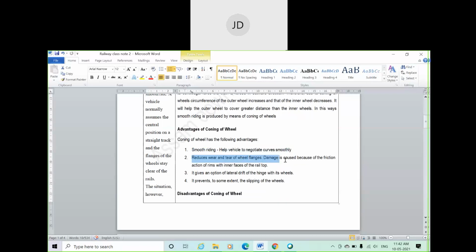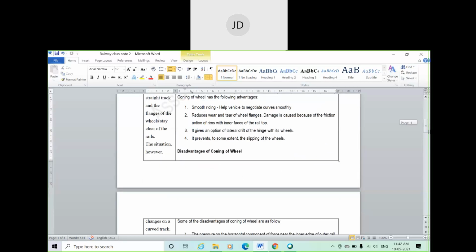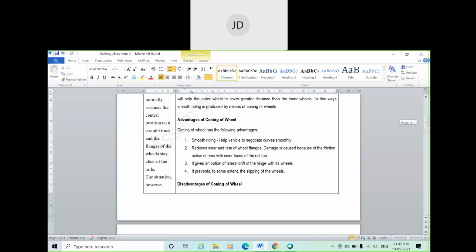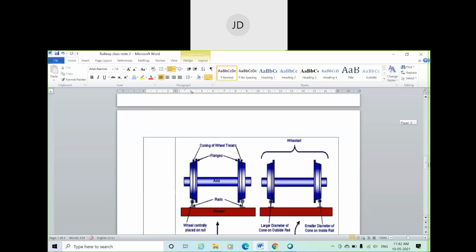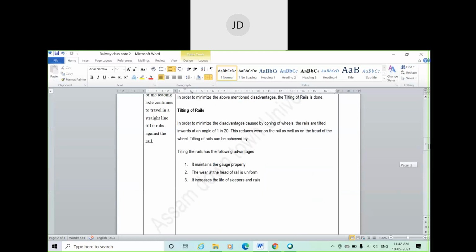It reduces wear and tear of the wheel flank, and the damage caused by the frictional action of the rim with the inner face of the rail top. That means the chances of failure of the wheel tread and the wheel flanks are reduced by the coning of the wheel.